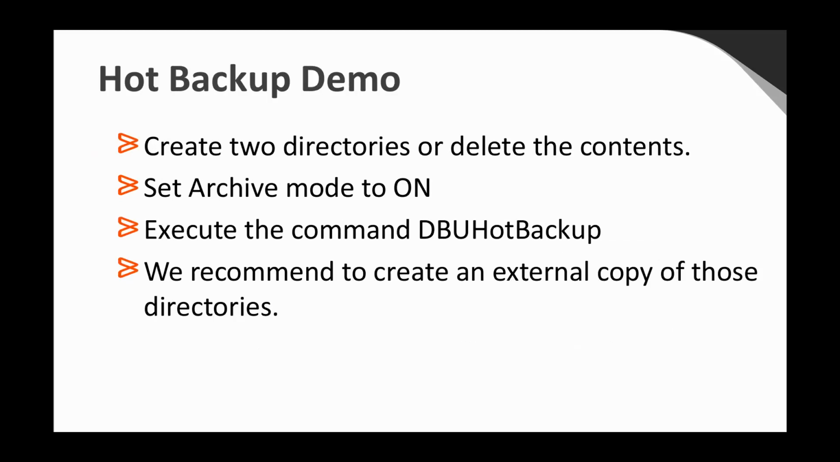Let's talk about our demo. What do we need to do? Just a reminder. First, we need to create 2 directories. If you already have them, delete all contents first. After that, we need to set the archive mode to on. Then we execute the hot backup. BMC recommends that you create an external copy of those directories, because if the disk crashes, you'll be able to recover this data.